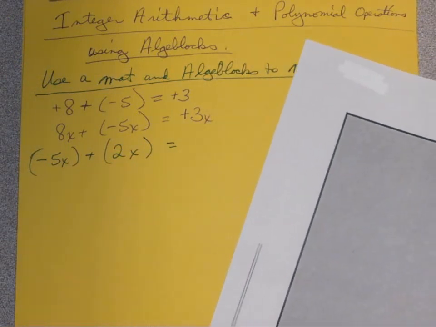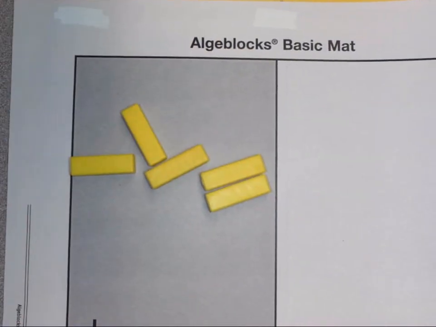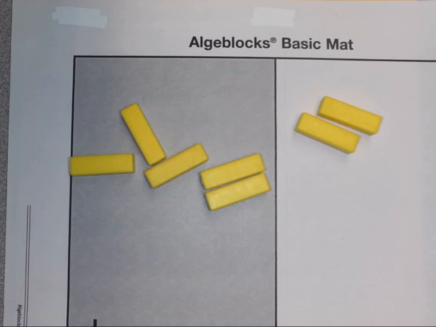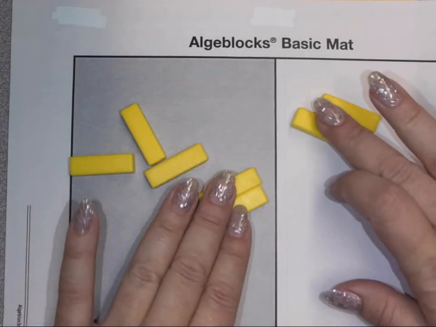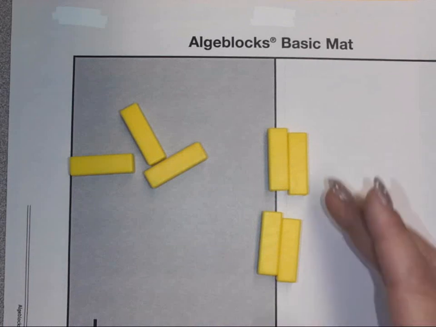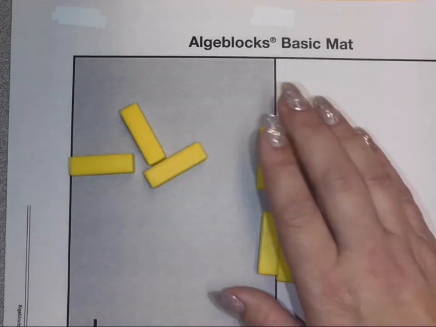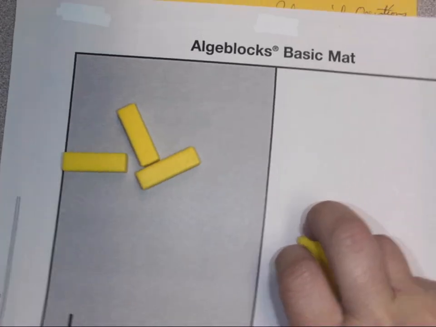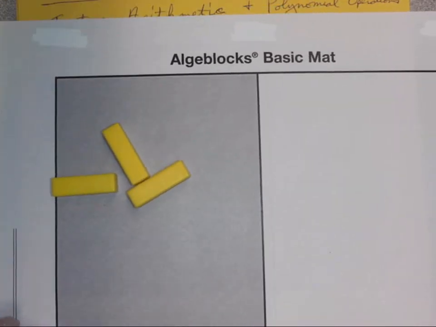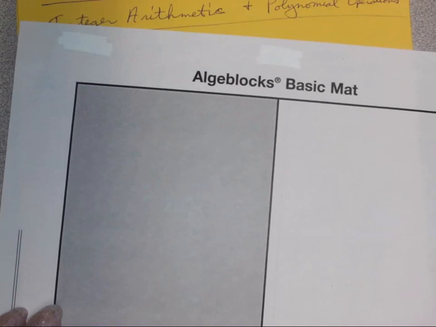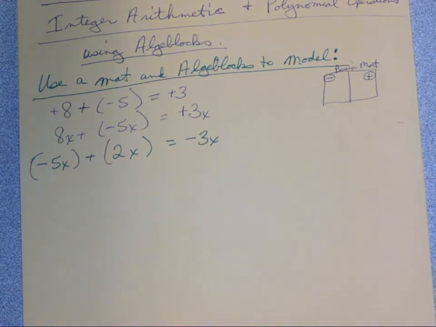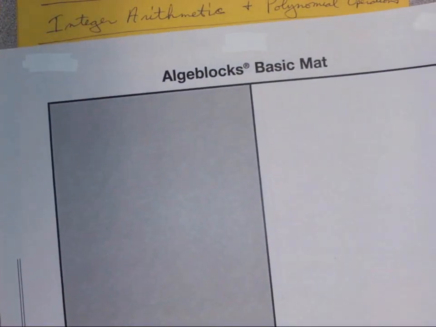So what's that going to be? Negative 5x plus 2x. What's going to happen? 0 pairs, right? There's a plus and a negative in each one of those. Those go away, and what are we left with? Negative 3x, right? Okay. So, I know I did that kind of fast. I'm going to work through some problems. I want you to see it.